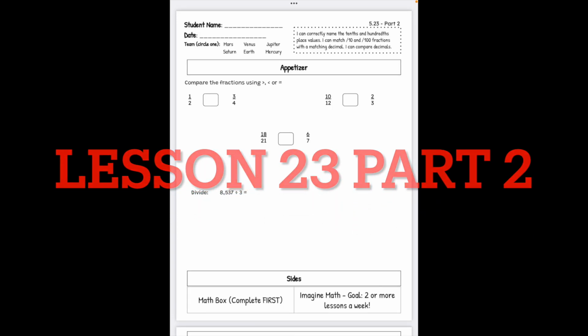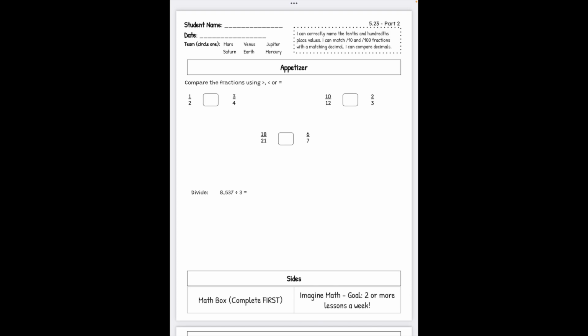Welcome to Lesson 23, Part 2. So we're going to continue doing the work that we did in our previous lesson, dealing with decimals and fractions and comparing those decimals and fractions. But first, go ahead and knock out this first page, dealing with comparing fractions. And just a reminder, you can't compare fractions until they have common denominators, so make sure you're doing that.